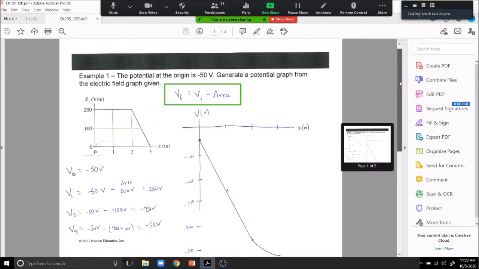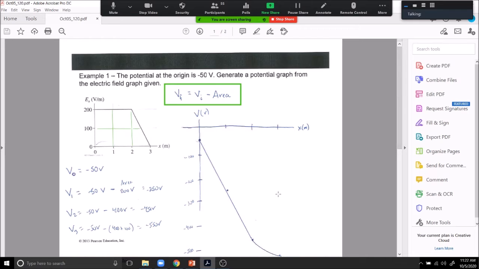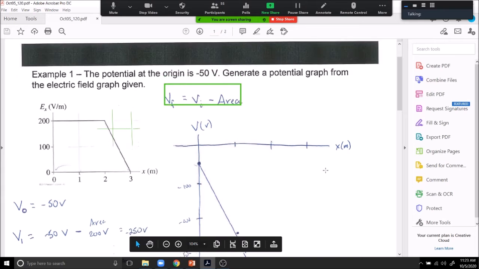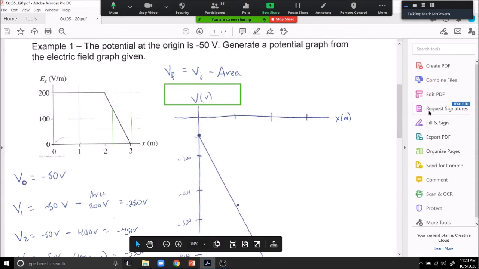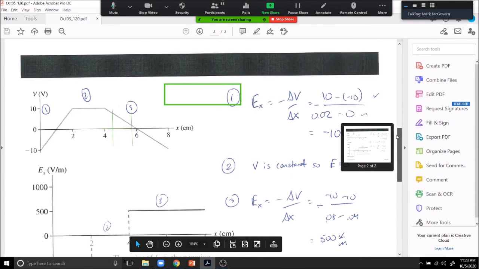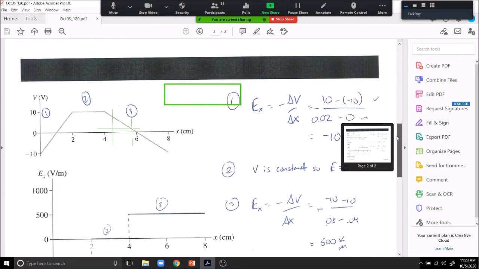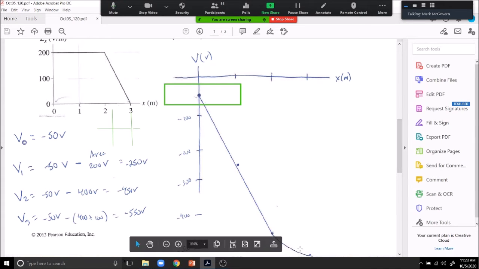If we plot those points, oh, come on. We started at negative 50 right here, and as you can see, it's kind of hard to get down there. All right, we got it.